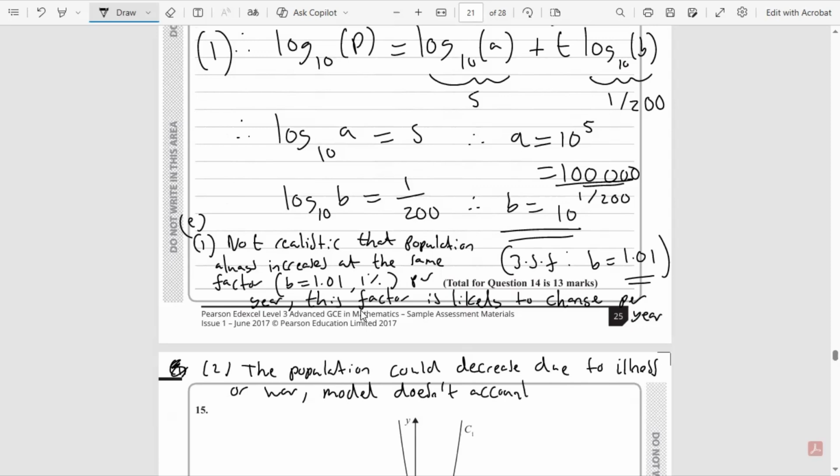Because it only accounts for the population increasing, or if the b was between 0 and 1, that would be a decreasing population. But this model doesn't account for populations increasing and decreasing in different years. It's not, for example, like a sine wave or a cos wave where your population will be increasing, then decreasing. It doesn't account for any kind of increase or decrease, it's either an increase or a decrease always. So I would say those were my 2 reasons.